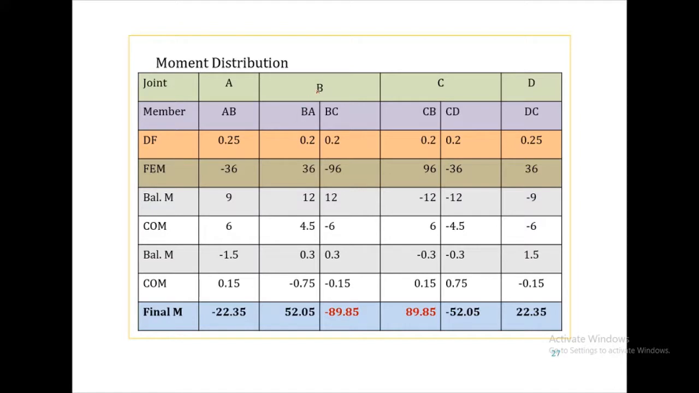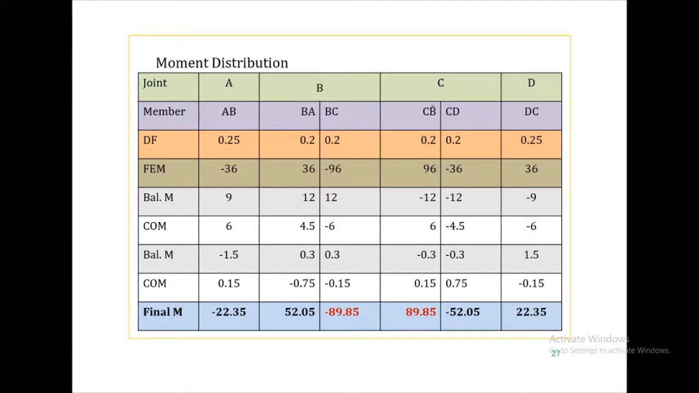And similarly considering joint B. In joint B we have 2 fixed end moments, that is 36 and minus 96. First we will have to take the algebraic sum of these and then take the minus of that algebraic sum. For example, 36 minus 96 we will get minus 60. We will have to convert it to positive, that is plus 60, into the distribution factor of the corresponding member, 0.2, which will get 12.